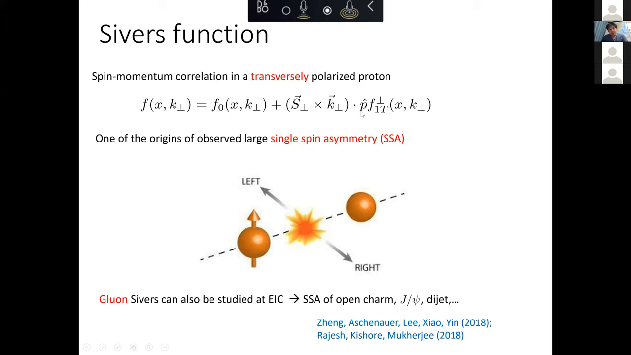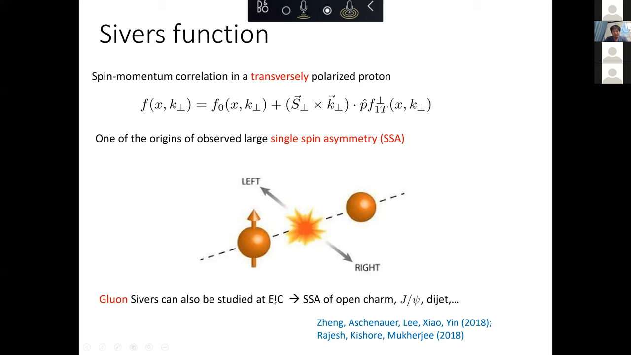As I said, single spin asymmetry is a left-right asymmetry of the produced hadron in this experiment. And at the EIC, most people talk about the quark Sivers function, but one can also define the gluon Sivers function, and you can actually measure it at the EIC. Actually, Mitter has been working on this gluon Sivers function and its signature at the EIC. She gave a seminar at Brookhaven last week about this.